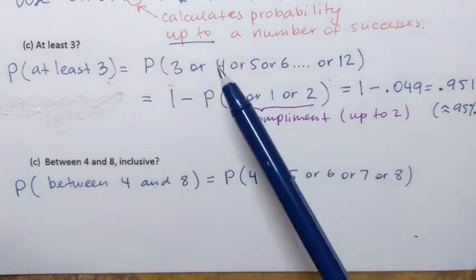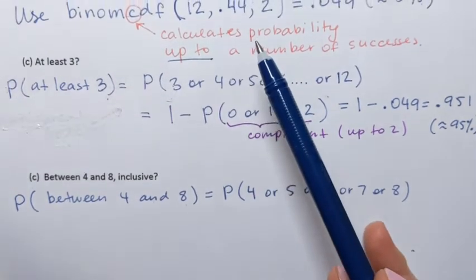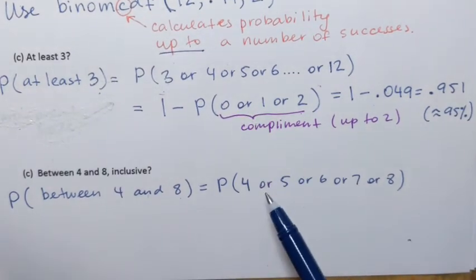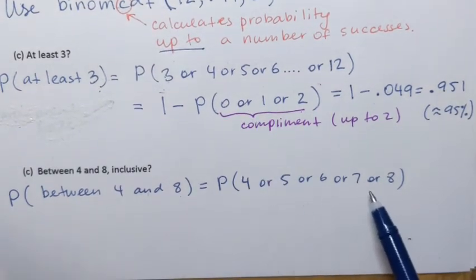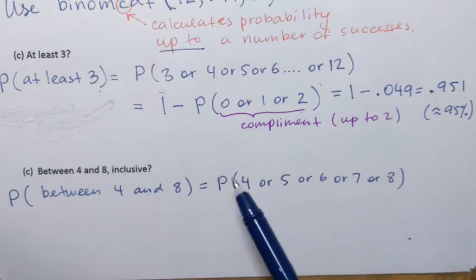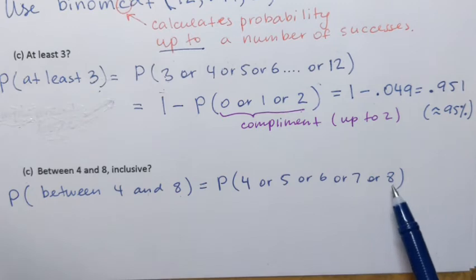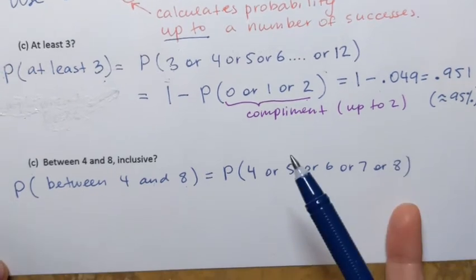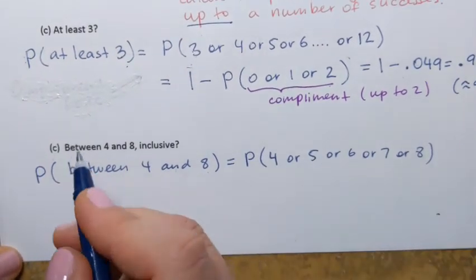Now, if we think about another function, Binomcdf, remember how it's used for finding probabilities up to a number of successes. And that's not the case here, right? We can't say it's up to 8, because up to 8 includes more than we need here. Up to 8 includes everything from 0 to 8. But you know what? We actually can start like that.